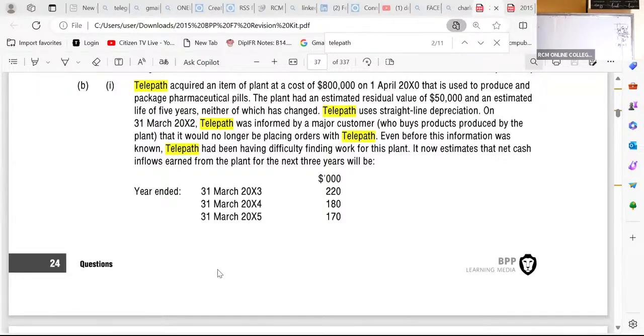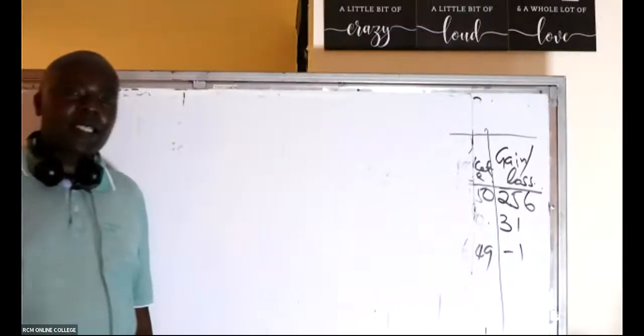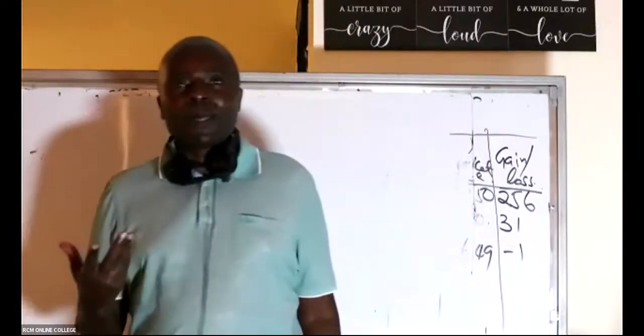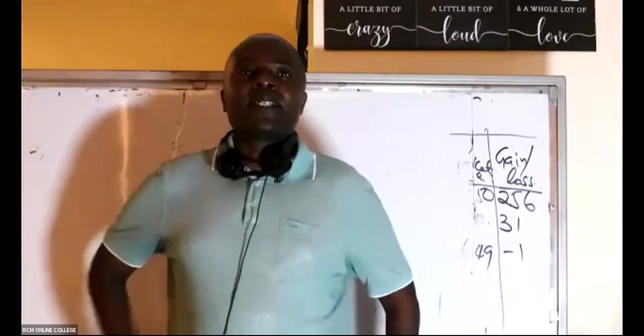So exactly 10 minutes are over. Is there any ninja who has been able to get it right? I like what I can see Nina saying there. At least Nina has been able to get depreciation. So is there somebody who was able to get the impairment loss for that asset?